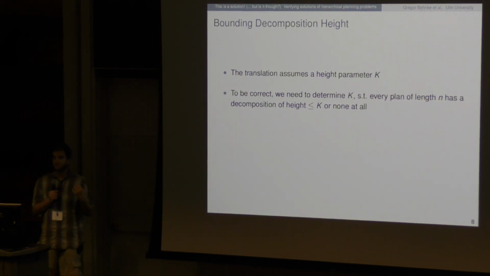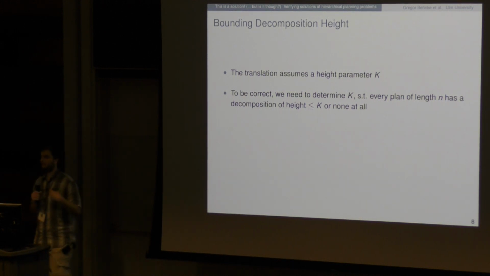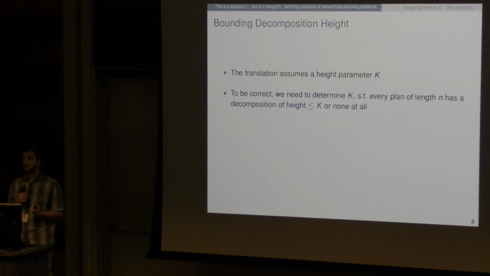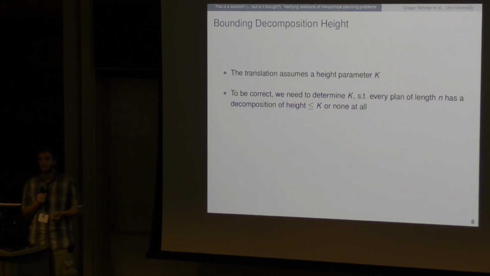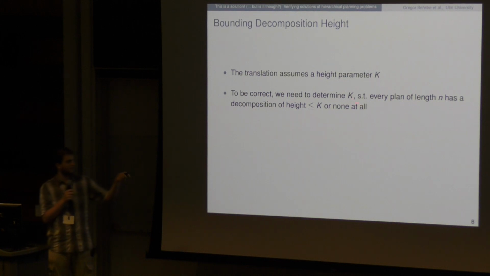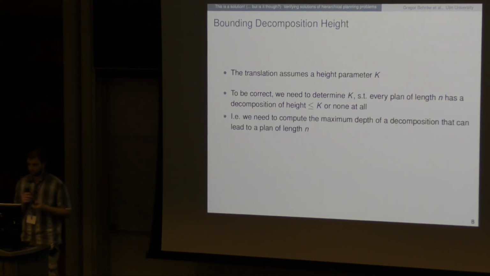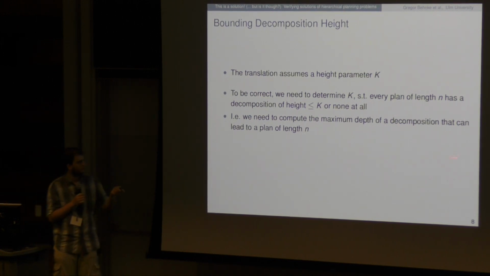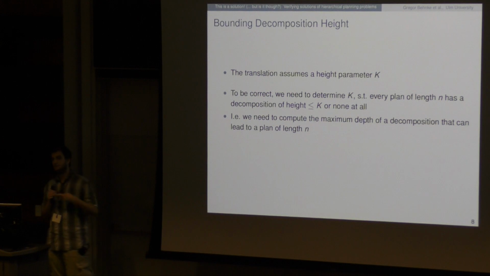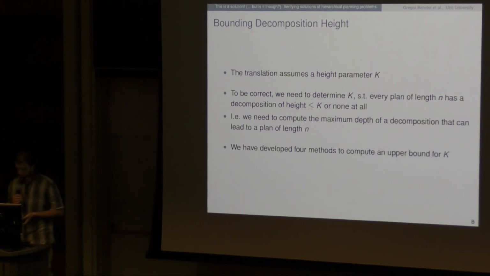The problem is that I'm having this strange construction here because we can have actual recursion in the domain. So technically for a plan of length n, this height can be infinite. So there can be no upper bound, but we can do clever tricks to reduce recursion and actually give this kind of bound. So what we ideally need to do is to compute a maximum decomposition depth that can lead to any plan of length n.